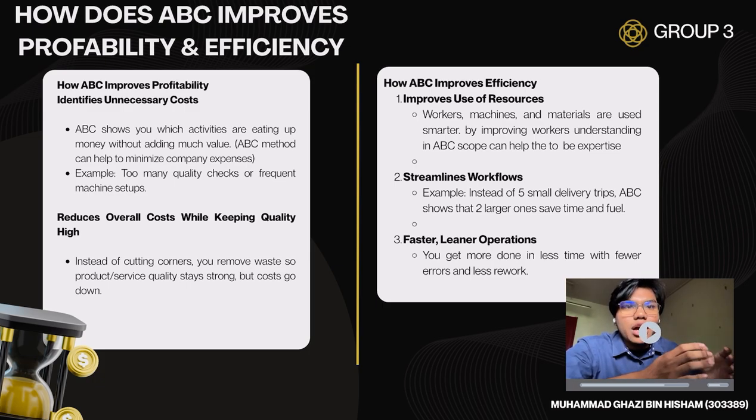Next, ABC helps to reduce the overall costs while keeping the quality high. The factory is not cutting corners, instead removing the waste. That means the products or services still meet the customer expectations, but it costs less to deliver, and the result is higher profit margins without sacrificing quality.